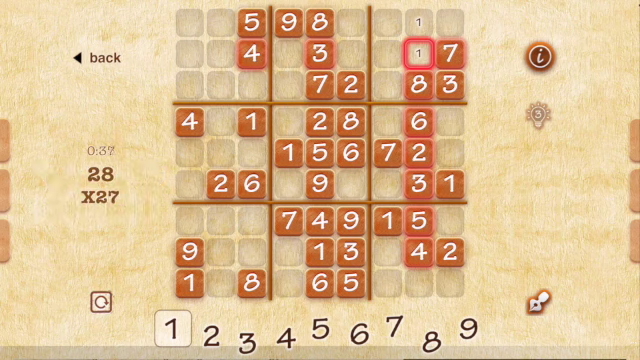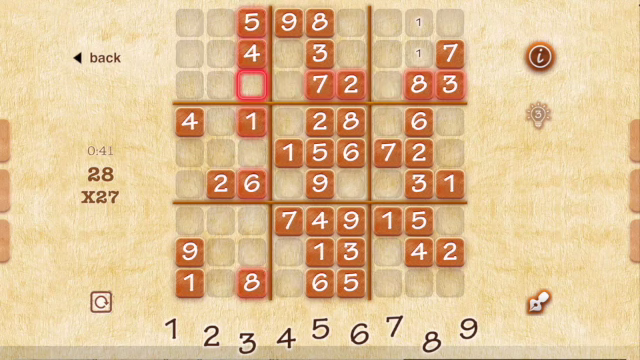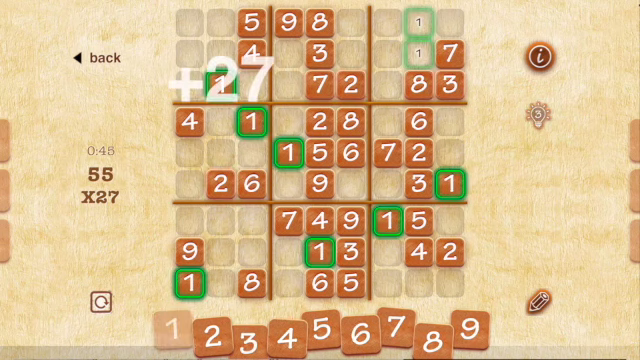Okay, so this here can't be the 1. This here can't be the 1. This can't be the 1. And that one can't be the 1. So this here is our 1 across the top.